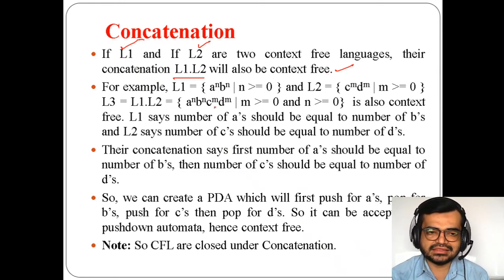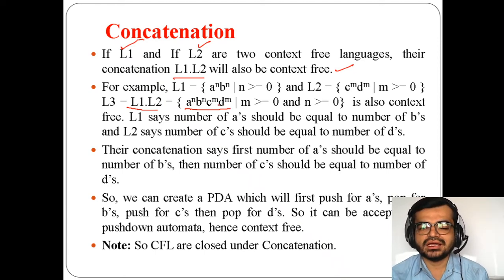So if I take L3, which is a concatenation of two languages such as L1 and L2, I want to show that L3 is context free. So L3 means you are clubbing all of these combinations. What is that combination? A power n, B power n, C power m, D power m, where m and n are greater than or equal to 0.